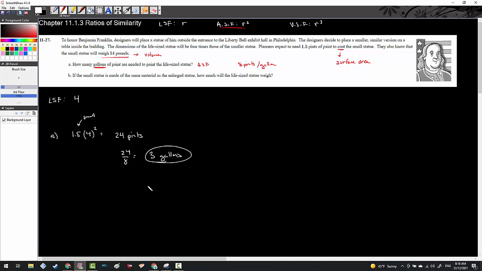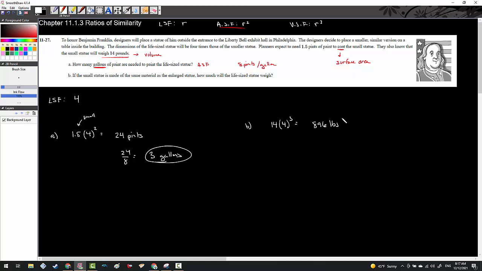And then it says if the small statue is made of the same material as the large statue, how much will the life-size statue weigh? Well, remember, the small statue is 14 pounds. And again, the linear scale factor is 4. We're talking about all the stuff it takes to fill the inside and outside. So that's going to be 4 cubed. We're talking volume here. And so 64 times 14 is going to be 896 pounds.